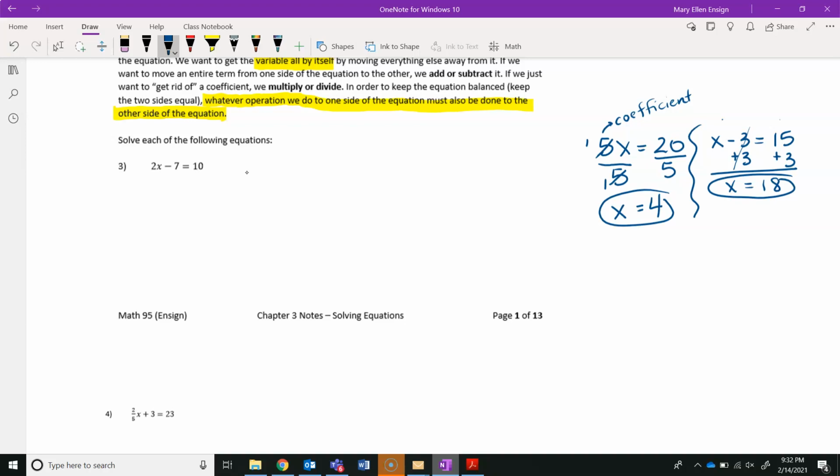Okay, now if you see also what I had written in this paragraph, it says here, if we want to move an entire term, we add or subtract. So these are separate terms, right? I want to move this whole term, so I'm going to add it. Here, this is the same term. We just want to get rid of the coefficient. We're going to divide. So let's take a look at this one.